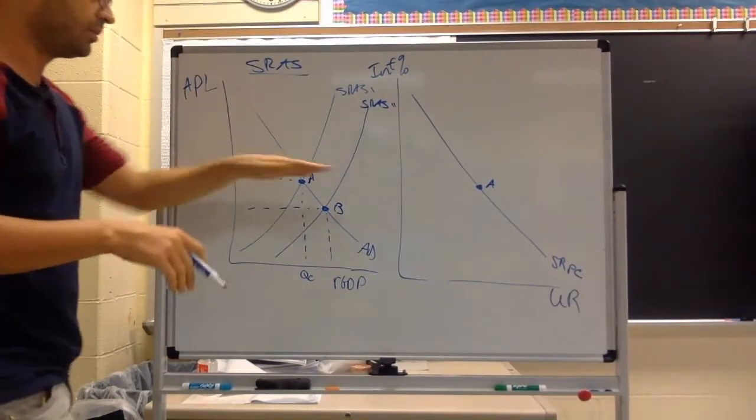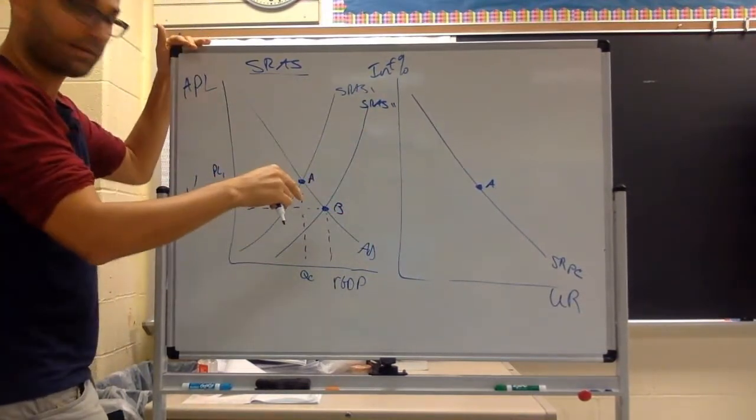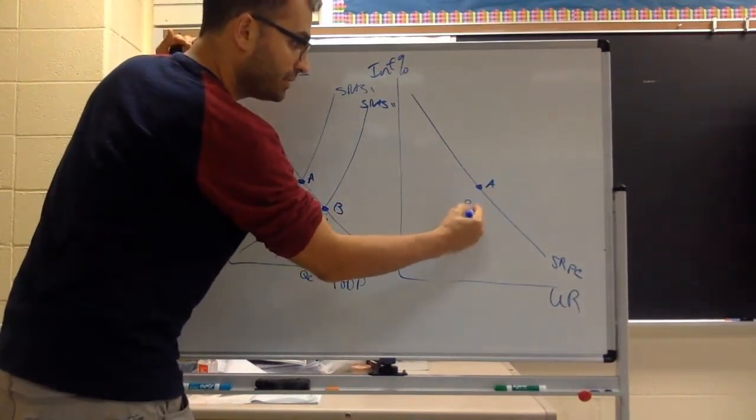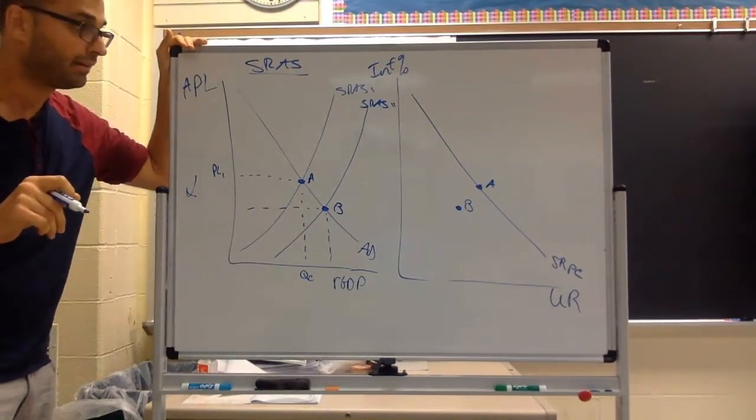So that means we're going to go down and not to the right, but down and to the left. So really, we're going to be down and to the left over here. Here is B. That's quite different than what happened before. Okay?